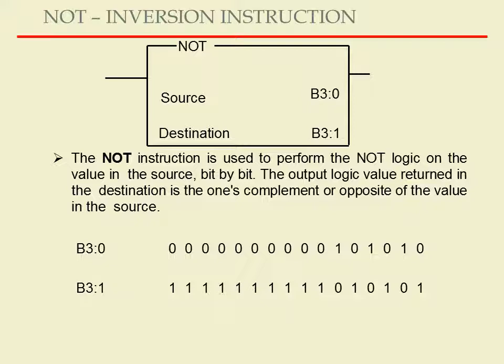The NOT instruction is used to perform the NOT logic on the value in the source bit by bit. The output logic value returned in the destination is the ones complement, or you can say opposite of the value in the source. So see, whatever are the bits in the B3:0 are inverted and then stored in the B3:1. That is, whatever are the zeros are stored as 1 and whatever are the ones in source are stored as zeros in the destination.